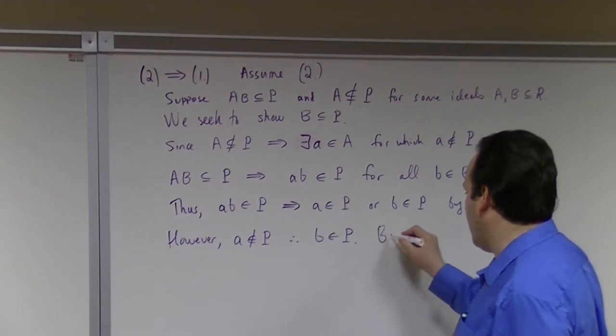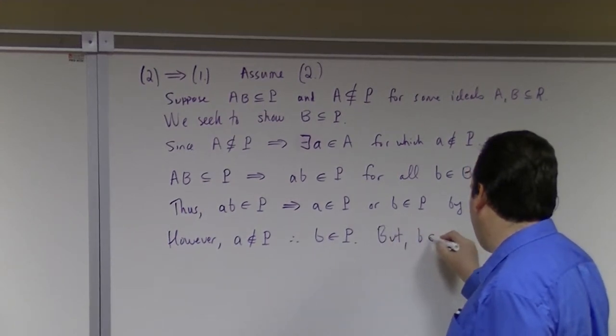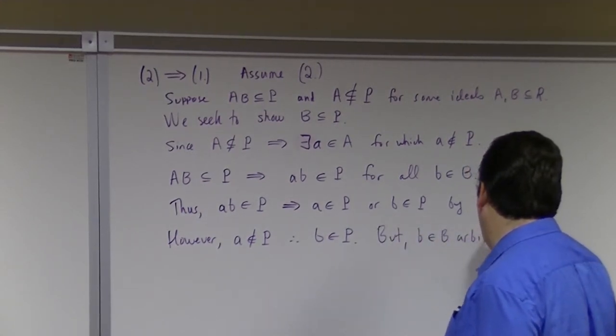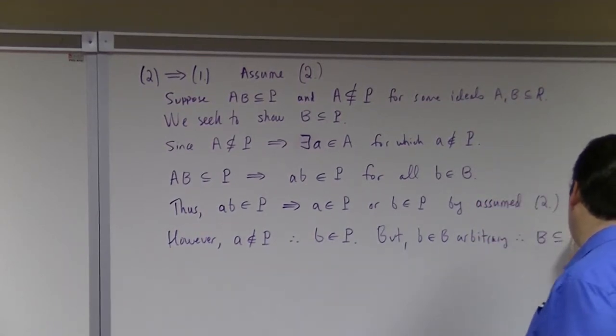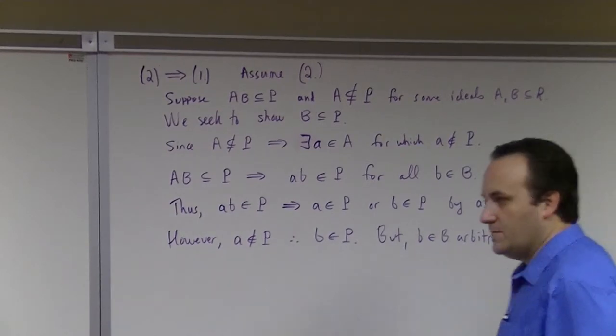But B was arbitrary, right? Therefore, B is a what? A subset of P, which is what we said we'd show.